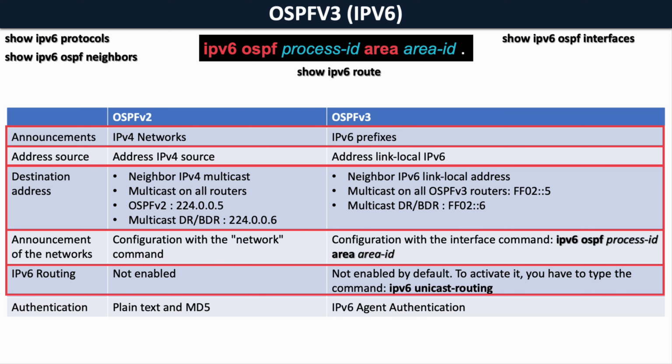In IPv6, you must activate routing with the command ipv6 unicast-routing, to be done in global configuration mode. And finally, v2 uses either clear or MD5 authentication, whereas v3 uses its own authentication.